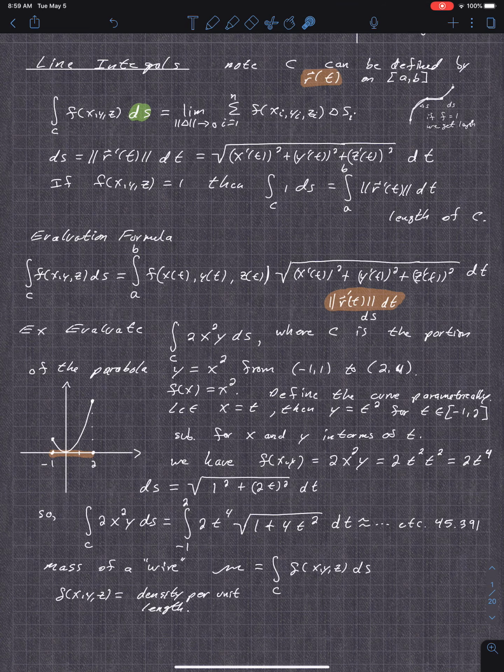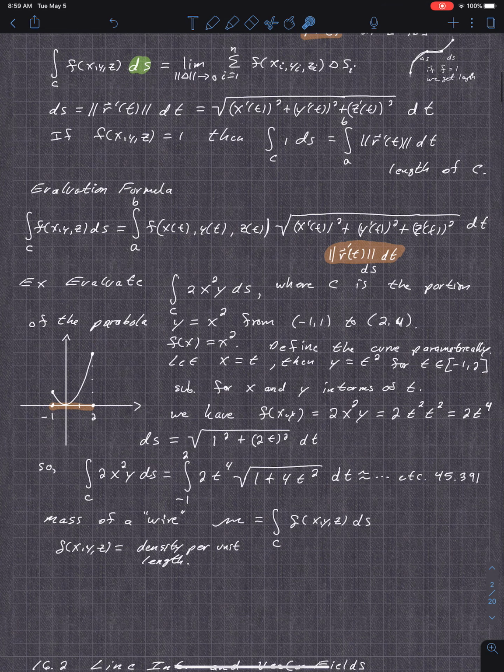Okay, so it's these evaluation formulas that are really the most important to remember. And I have them highlighted, I think, throughout here of which ones to use. Because anytime you have the ds in here, you can't really do anything with it. You need dt to do the evaluation. So this is the one you're going to use for the evaluation formula, this one or this one. And here's an example.